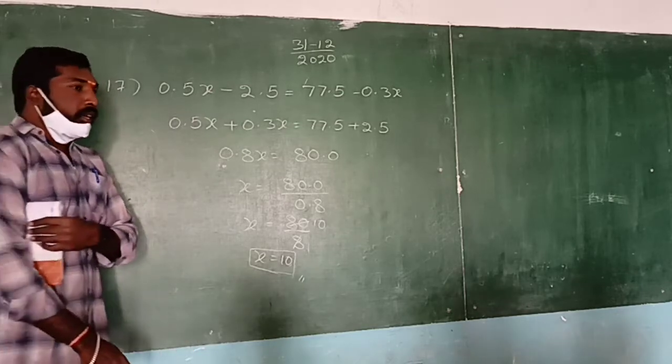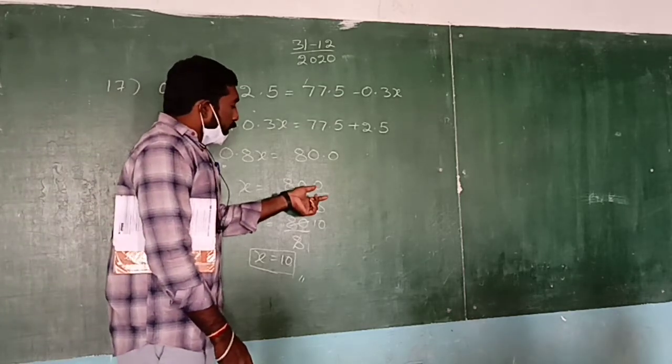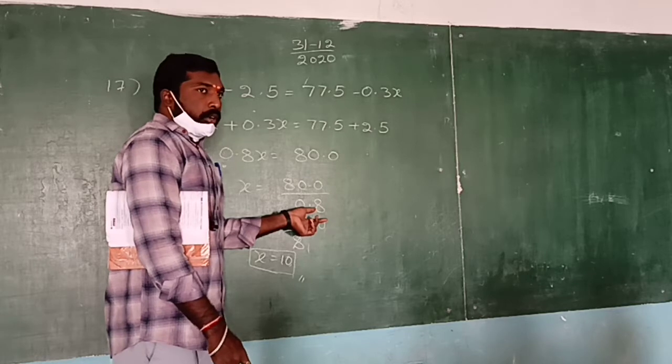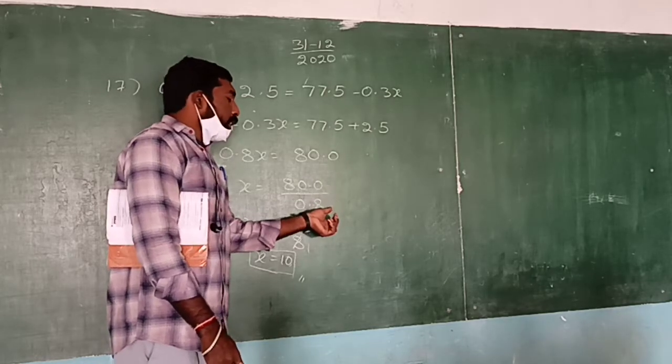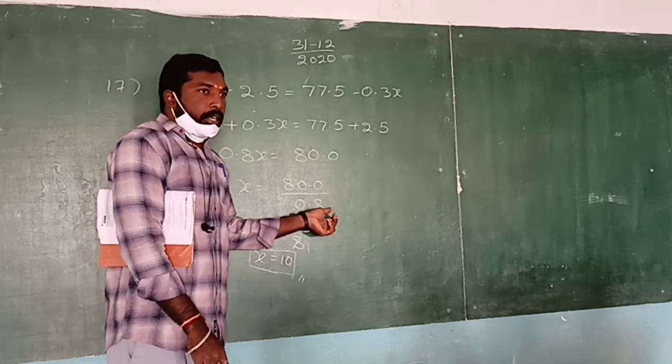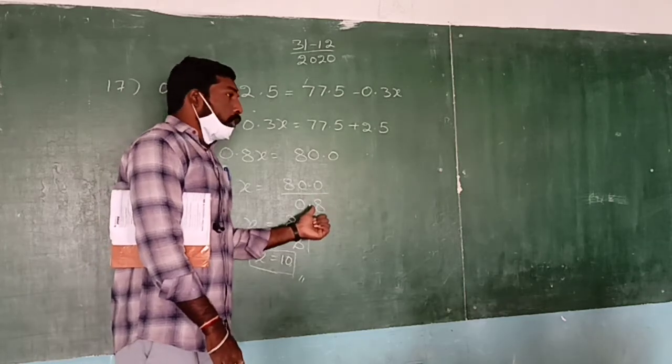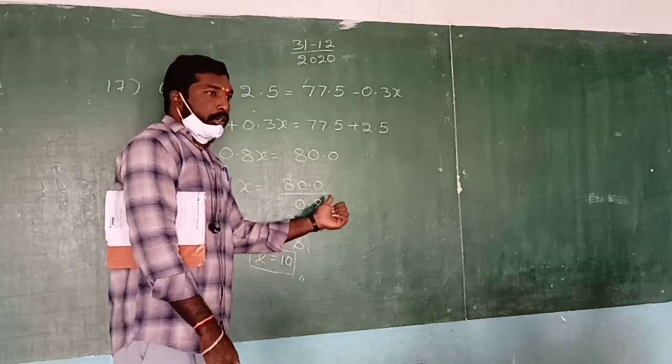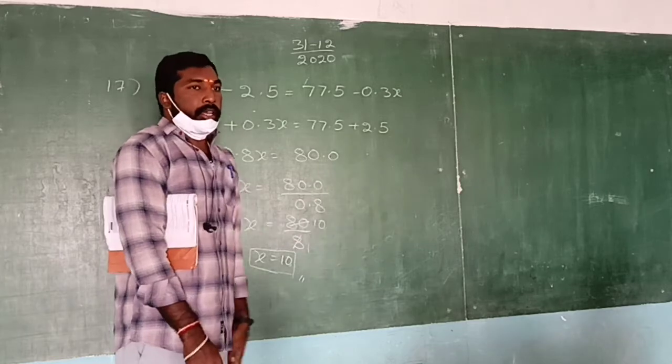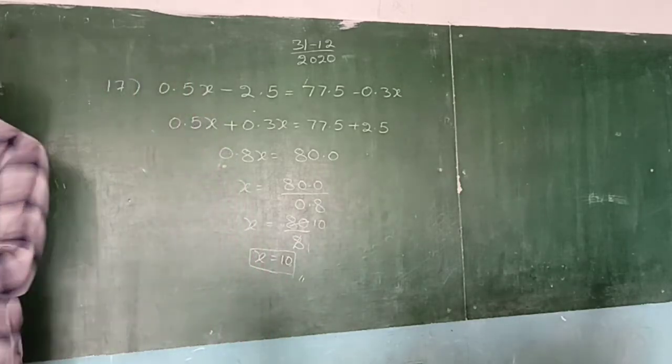Is it clear? No need to multiply here with 10, multiplying numerator and denominator. When the numerator and denominator have the same number of decimal points, simply neglect the decimal point. Okay?